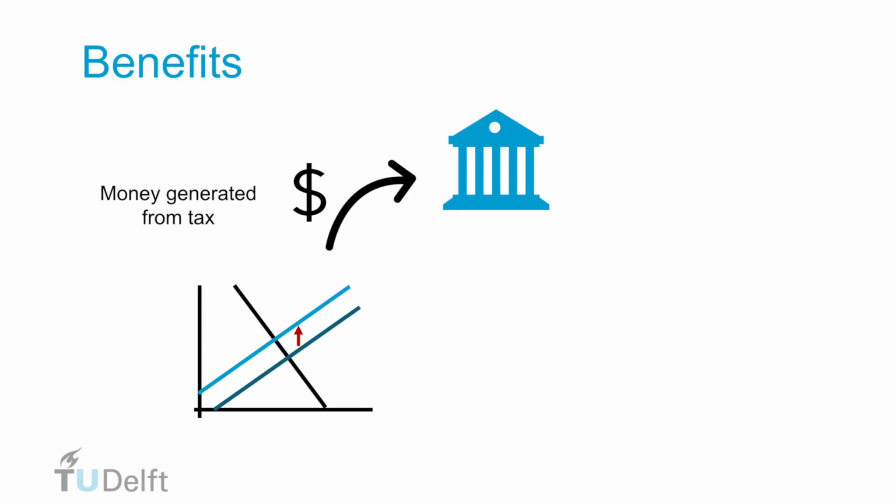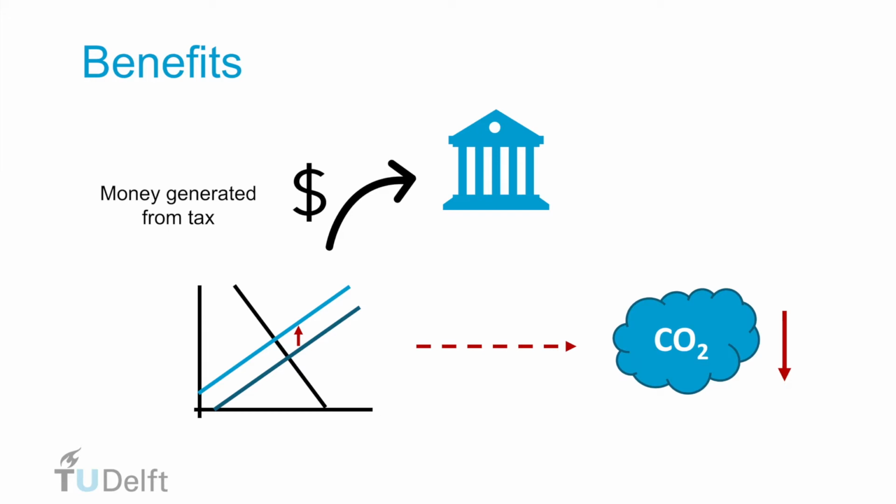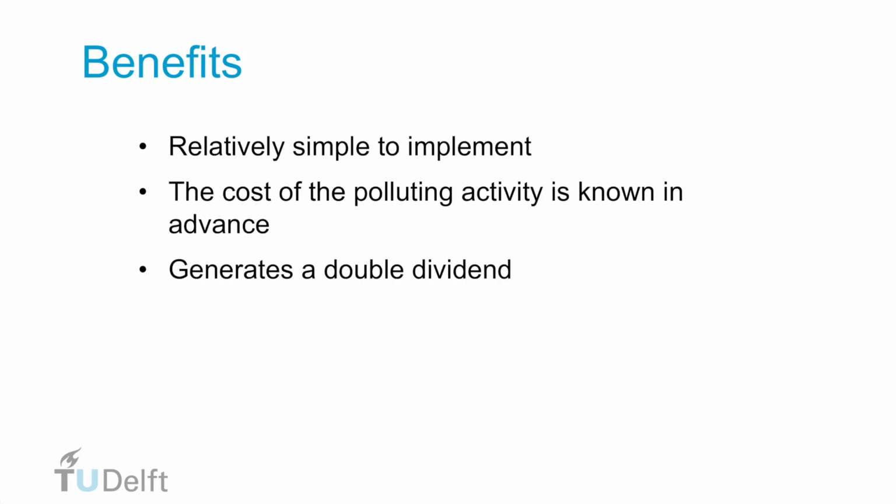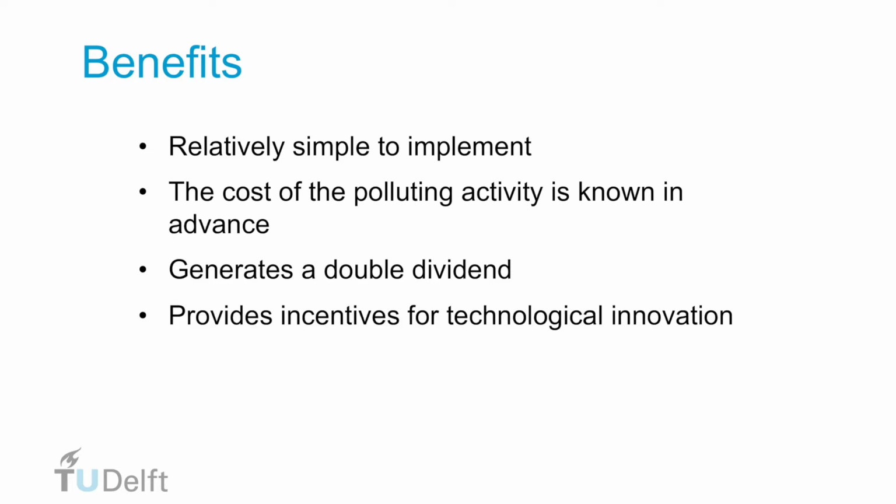In this way, a carbon tax creates a double dividend. One dividend comes from the increased wealth creation from the tax itself, and the other comes from the reduced climate risks. If less CO2 is emitted, this will reduce the cost that we will have to spend in the future on preventing climate change. A carbon tax also provides incentives for technological innovation. It encourages emitters of CO2 to seek different technological solutions to try and reduce their emissions.